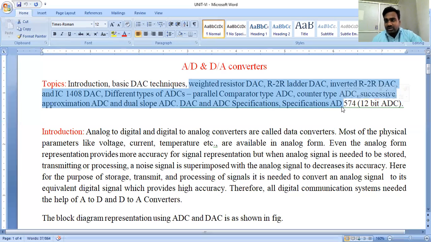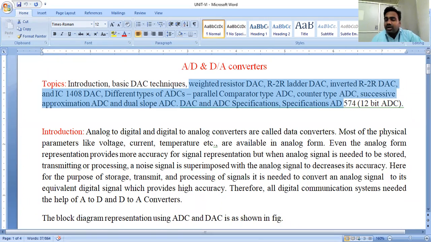With respect to digital to analog conversion, the title clearly suggests we will also discuss analog to digital conversion, in a parallel manner as well as a sequential manner. We will discuss parallel comparator type ADCs, counter type ADCs, successive approximation type ADCs, dual slope type ADCs, and DACs, along with various specifications of integrated circuits.